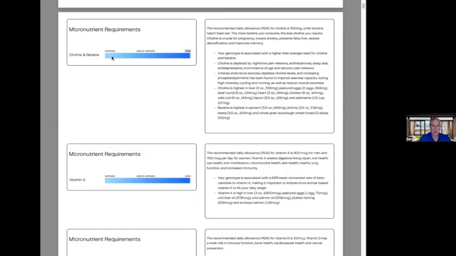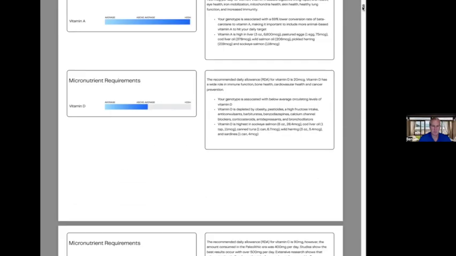So here you see choline and betaine. We highlight it. And why is it important? Well, the more betaine they consume, the less choline they require. Choline is crucial for pregnancy, it lowers anxiety, so on and so forth. And so you need note of that. And then you can look into the foods here. But again, you're just jotting down and highlighting choline and betaine.